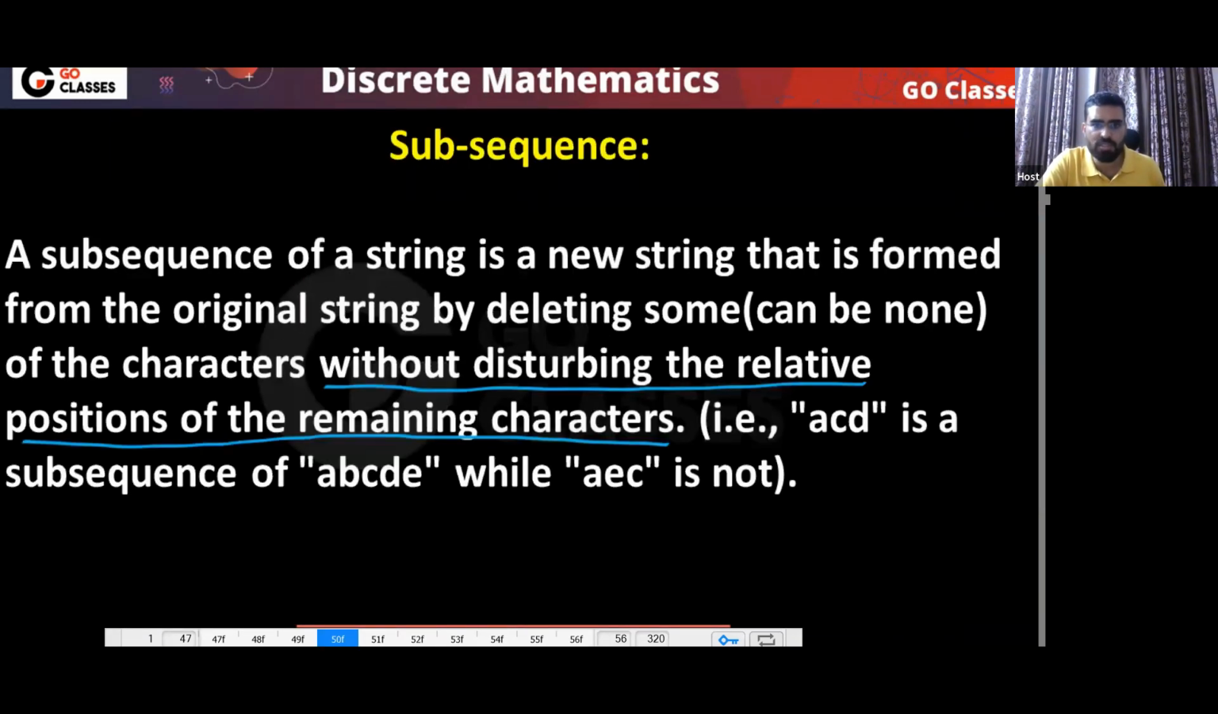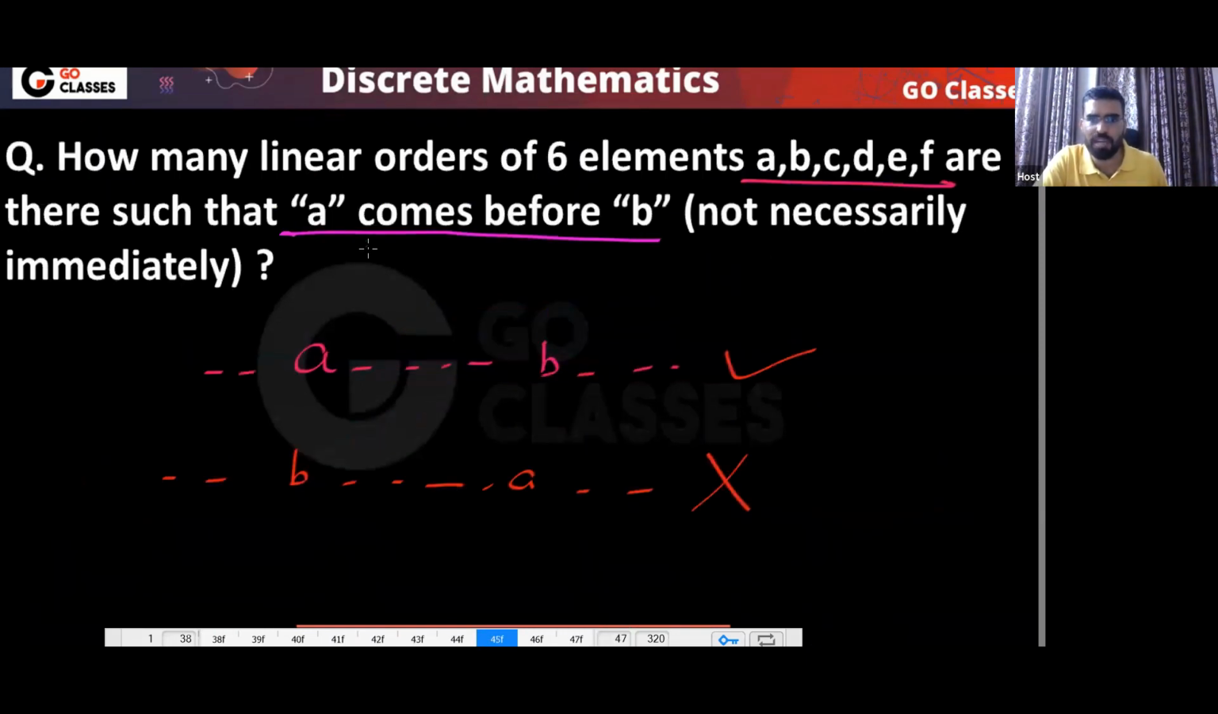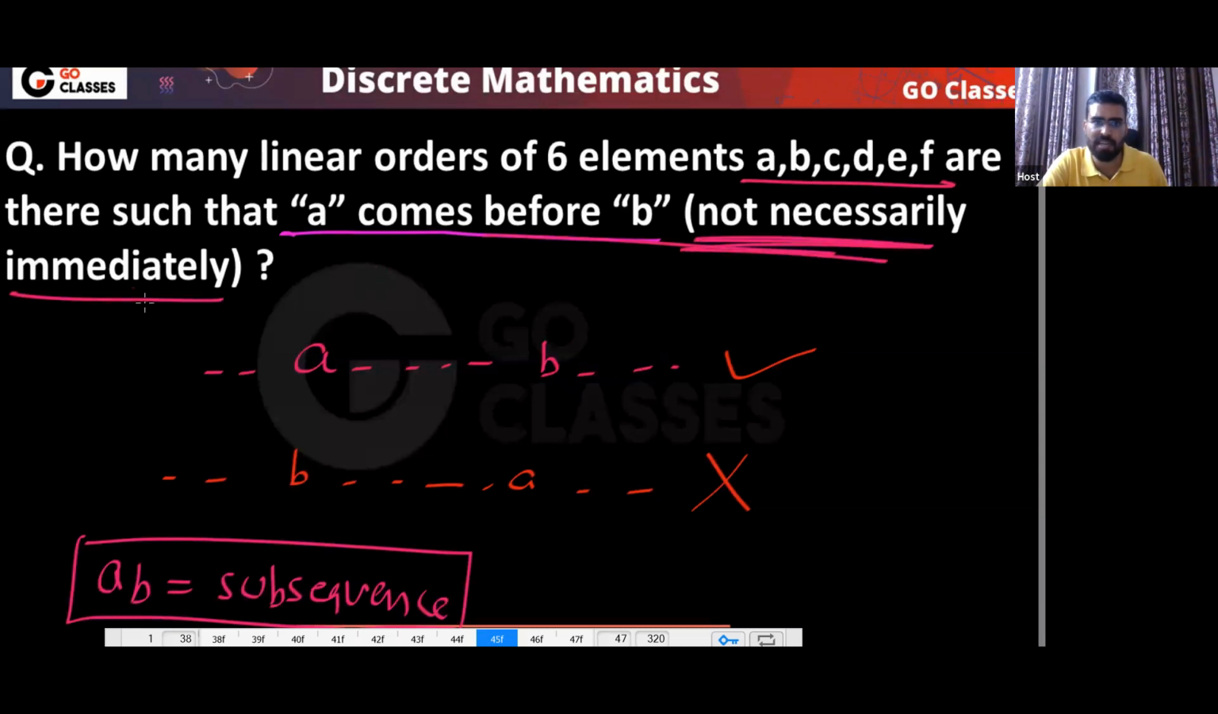So remember, in this previous question, what I am saying basically is that A comes before B. Tell me what I am saying here: A comes before B. It simply means, not necessarily immediately, that AB must be a subsequence. It simply means A comes before B, not necessarily immediately. So this is a subsequence.